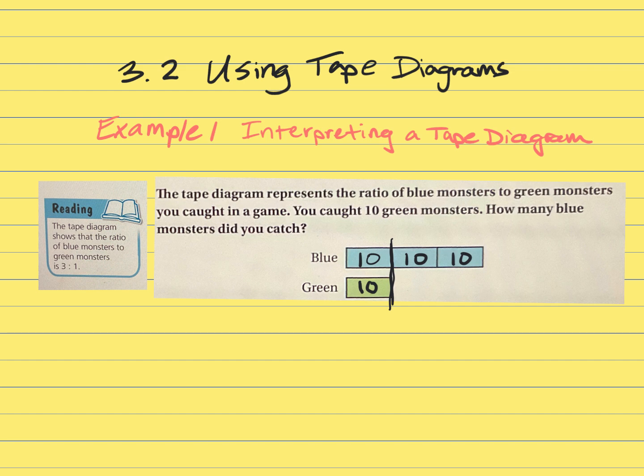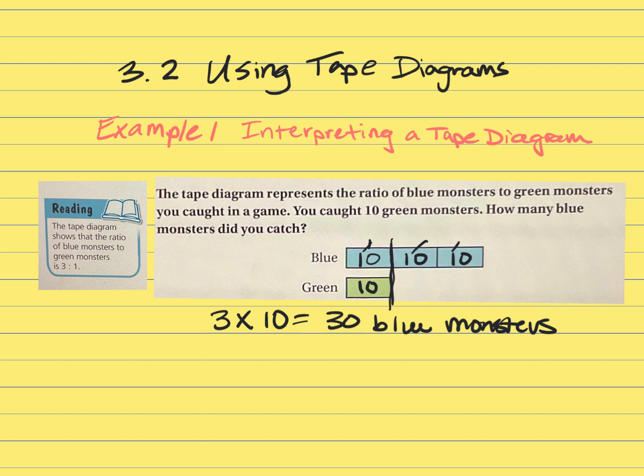The ratio means that we ended up catching 3 times 10, because there's 1, 2, 3, which equals 30. And it says how many blue monsters? 30 blue monsters. So now that I understand that those are not necessarily equal, you have to be really careful of the wording.